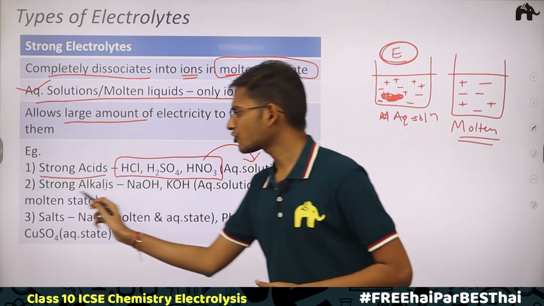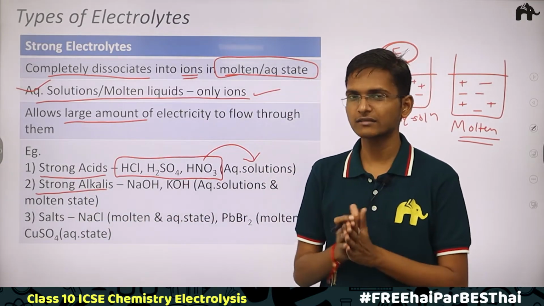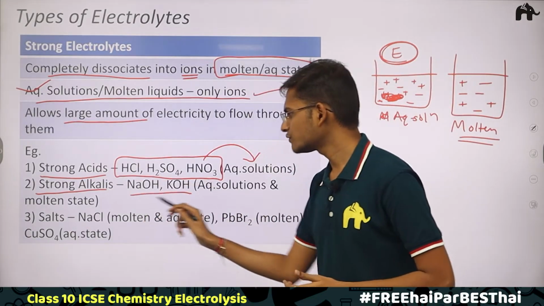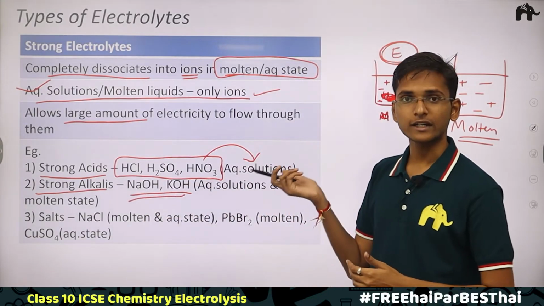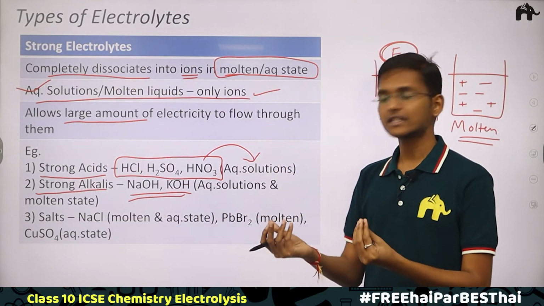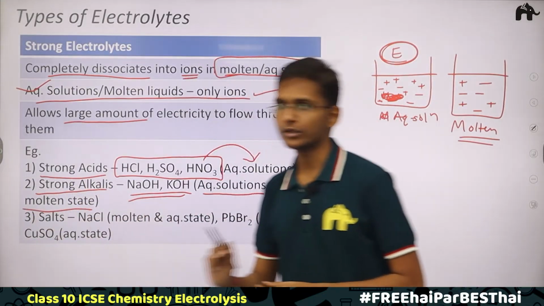In the same way, strong alkalis, those alkalis which dissociate completely, are called strong alkalis. Like NaOH and KOH, we know these are examples of strong alkalis. These also dissociate completely into ions in their aqueous solutions as well as in their molten state.